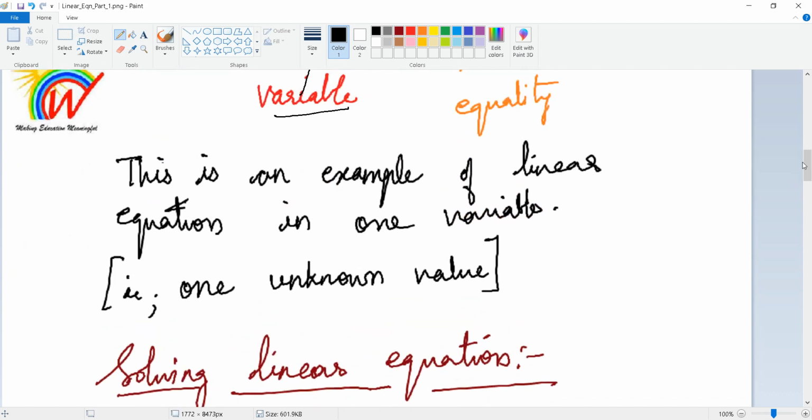So this is an example of a linear equation in one variable, that is, one unknown value. When I say one variable, that means there is only one term which is not known to us. Okay, only one alphabet involved over there, that's it. All right, so now let's come to the next thing.